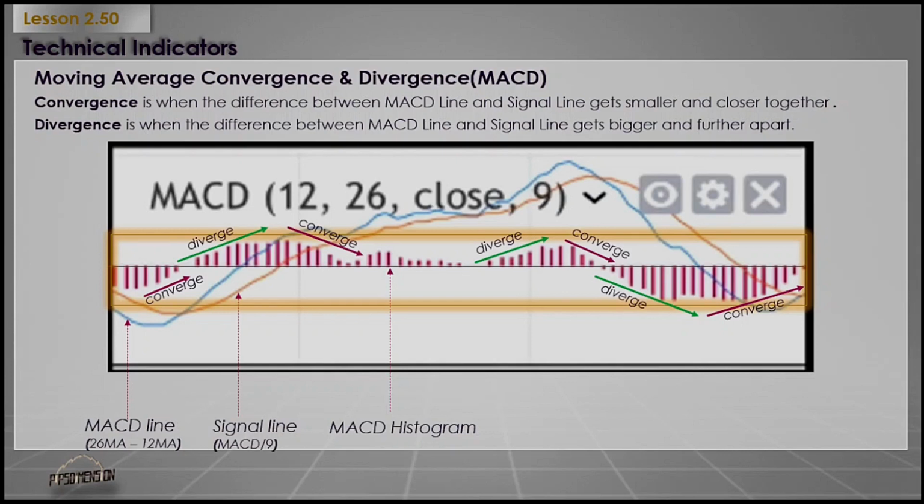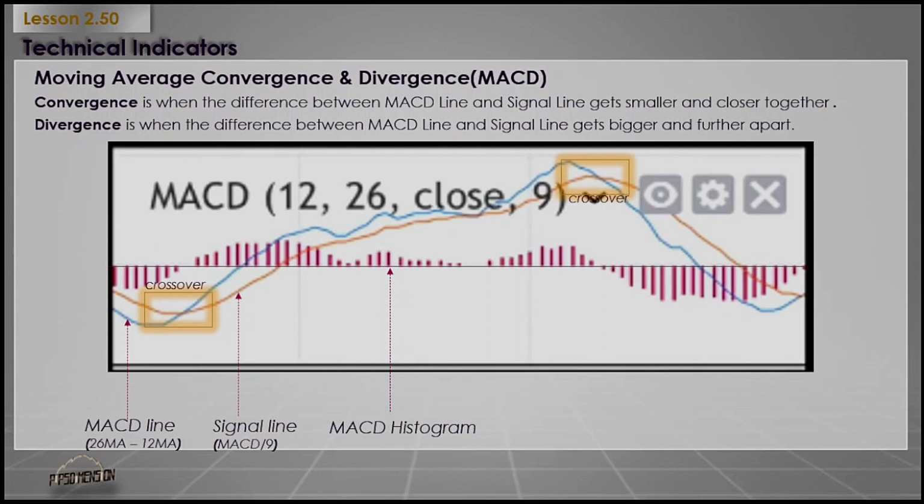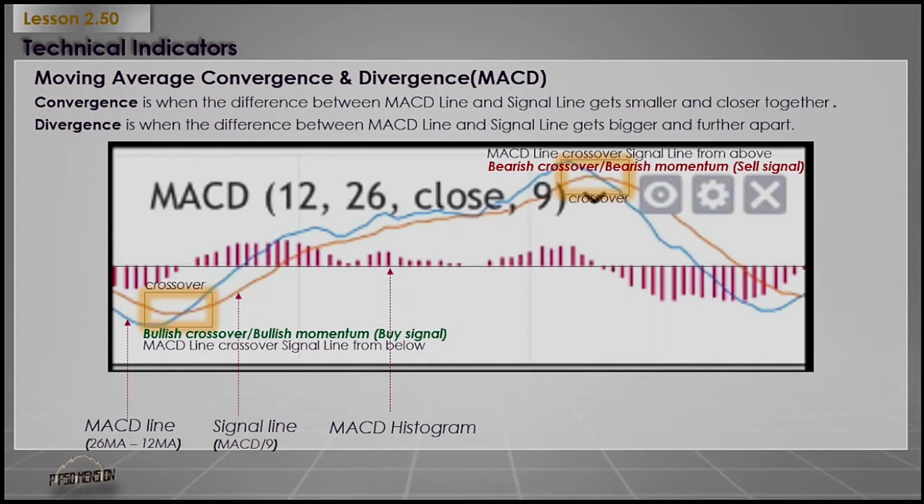You can see that the two lines cross over from time to time. We call that the MACD crossover. Traders use the crossover as a signal of momentum. That is, when there is a crossover, there is high probability of price movement in an up or down direction. So it is either a momentum for a bullish signal or a momentum for a bearish signal. A bullish momentum is when the MACD line crosses above the signal line from below. On the other hand, a bearish momentum is when the MACD line crosses below the signal line from above.